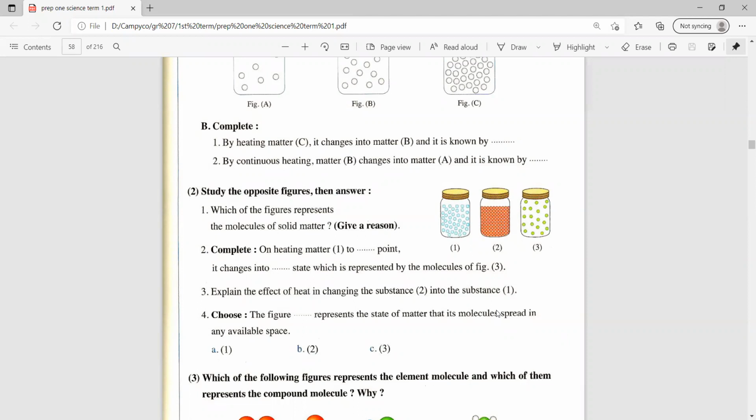From solid to liquid. Less intermolecular spaces. Yes. And more, intermolecular... More intermolecular spaces, and the force decreases, and the movement is faster. Yes. Okay. Number 4 in the figure represents the state of matter whose molecules spread in any available space.